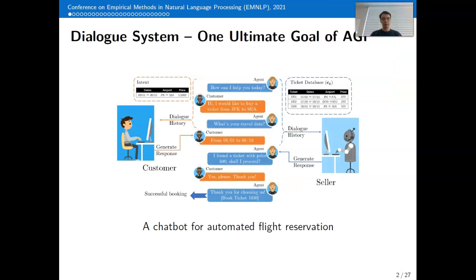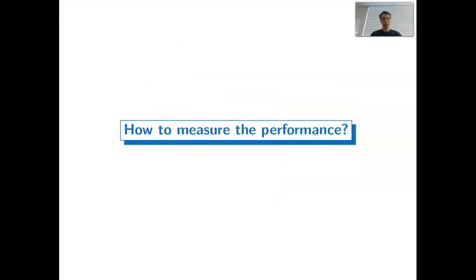Dialog system is one of the ultimate goals of artificial general intelligence. This is an example of a chatbot for automated flight reservation. One fundamental question is how do we measure the performance of dialog system?